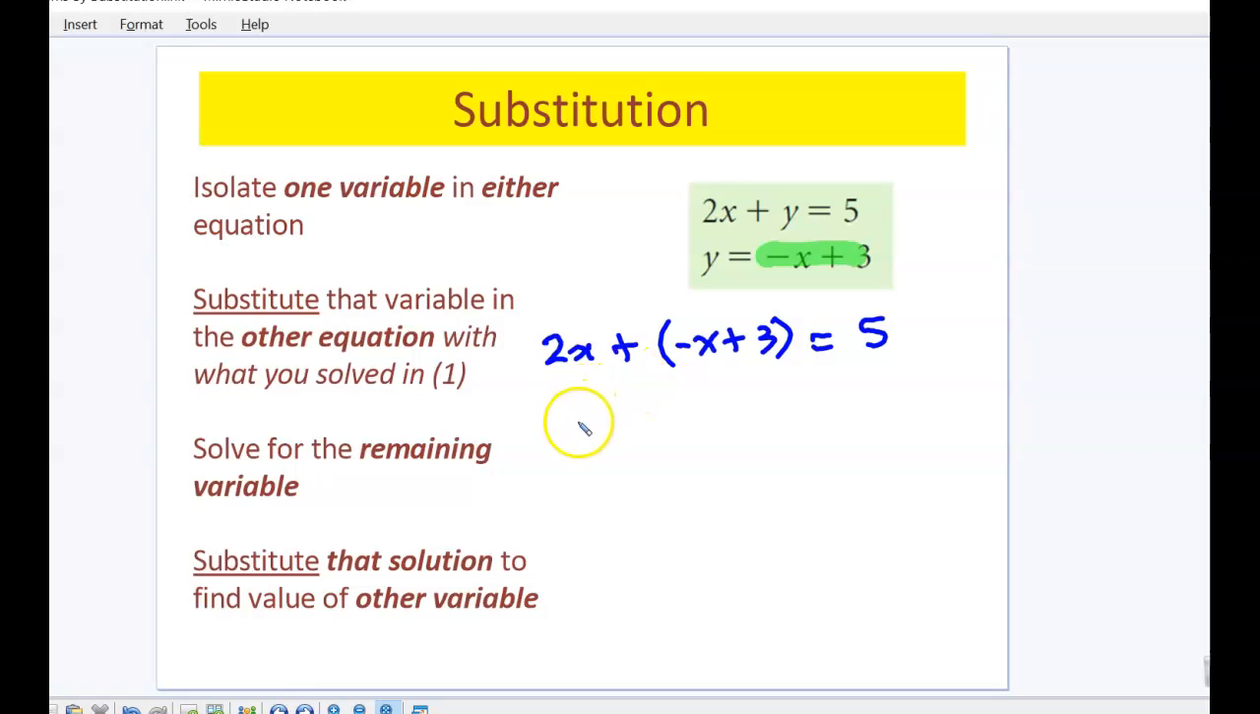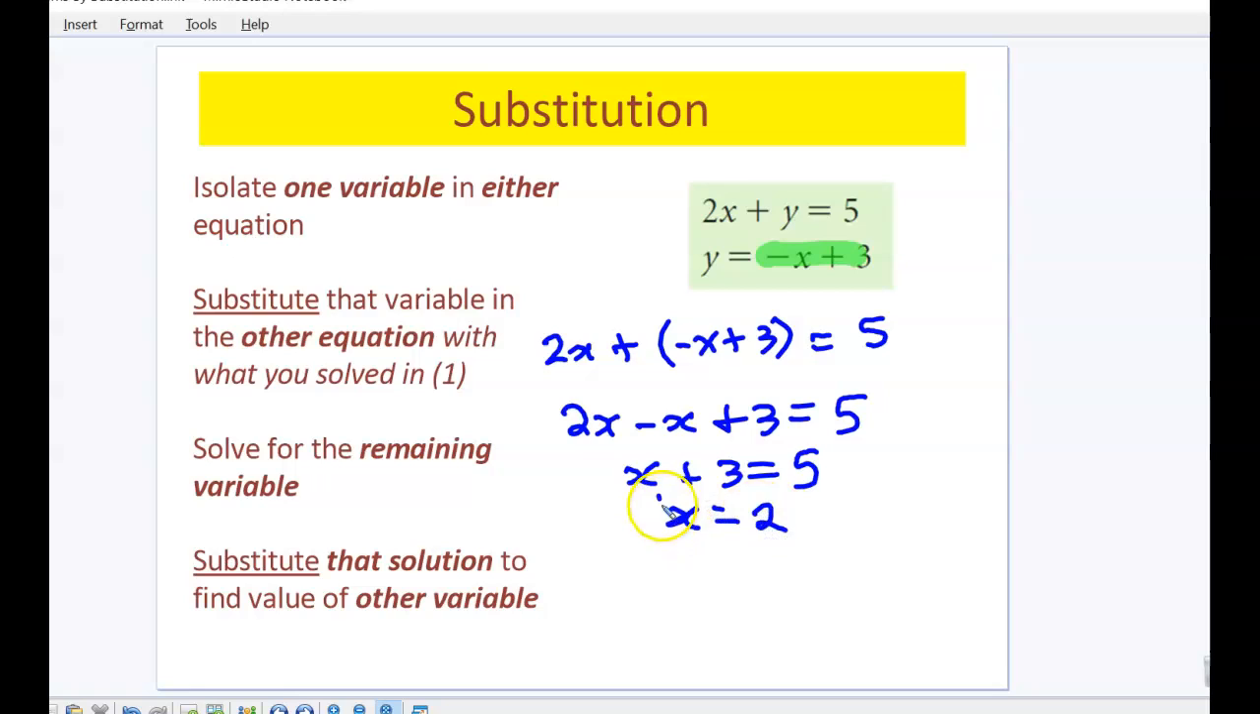So now I'm going to solve for x. So 2x, if I distribute, I get negative x plus 3 is equal to 5. 2x subtract 1x is x, plus 3 is equal to 5. And if I subtract 3 to the other side, I get a value that x is equal to 2.